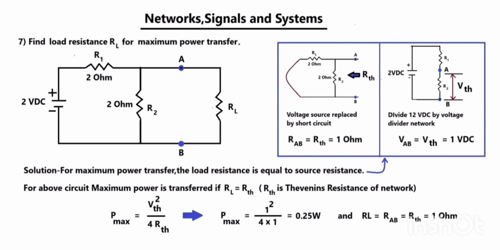And second, we find VAB, Vth, equal to 1 volt DC by dividing the 2 volt DC across R1 and R2 by voltage divider network.